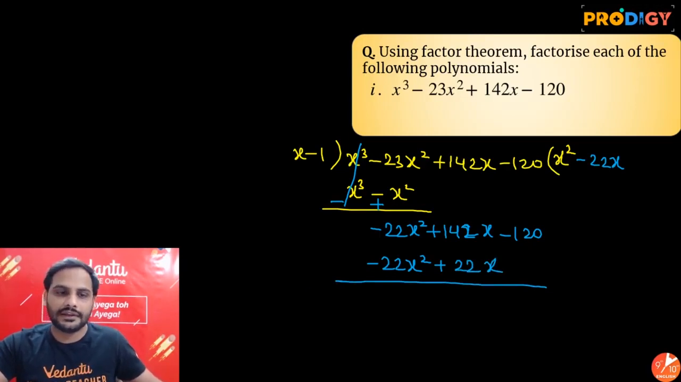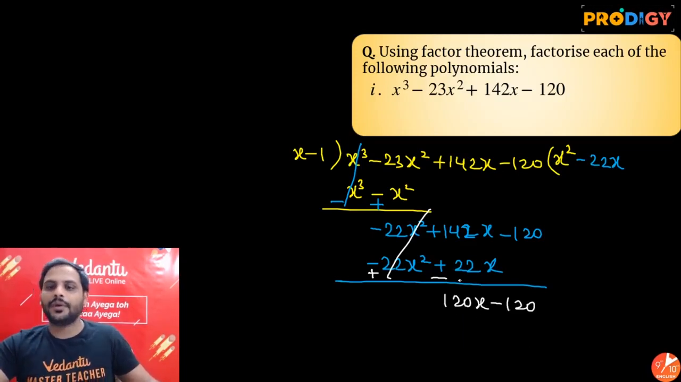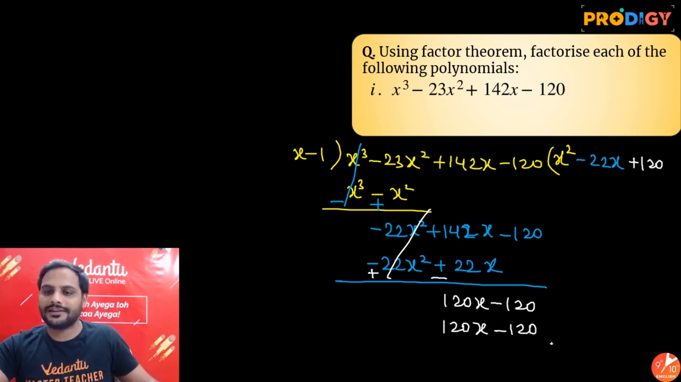Alright. Again, next step, beta, what will I do, sir? Change the sign. So it will become plus. It will become minus. The x square term got cancelled. 142 minus 22 will be 120x minus 120. 120x, how do I create from x? Simple, sir, multiply with 120. So 120x, 120 into minus 1 is minus 120.